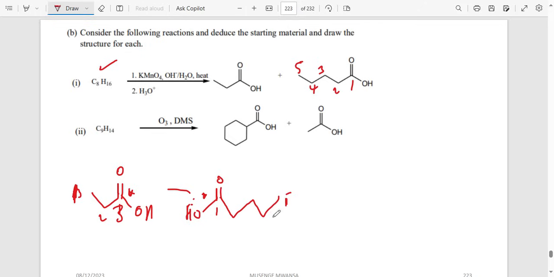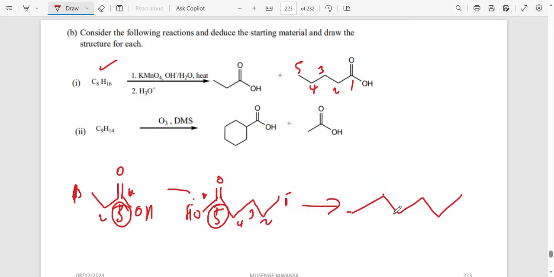So this will be 1, 2, 3, 4, and 5. So this means that the double bond was broken between carbon number 3 and carbon number 5. Now what? I know that is a bit confusing. Okay, so this just means that we had something like this.